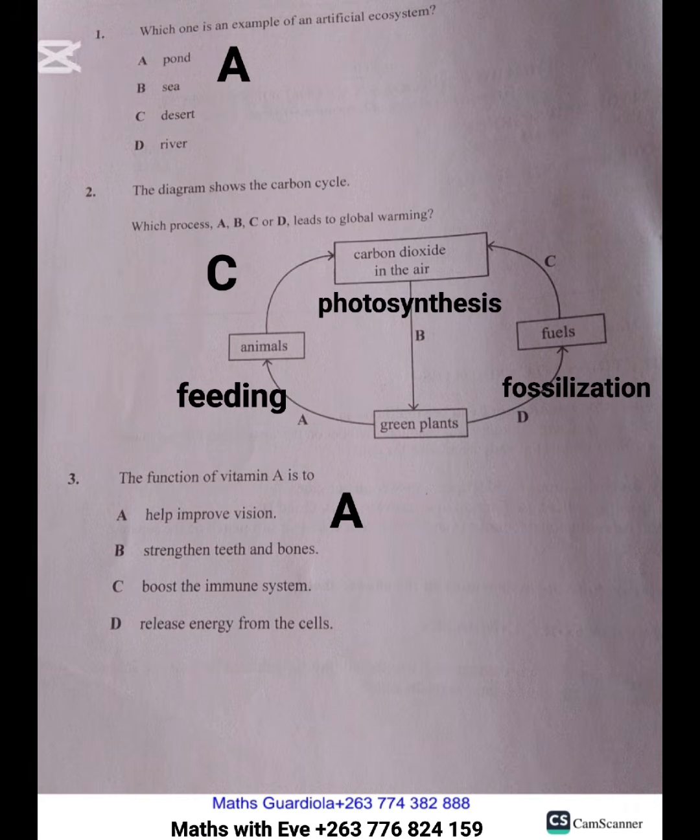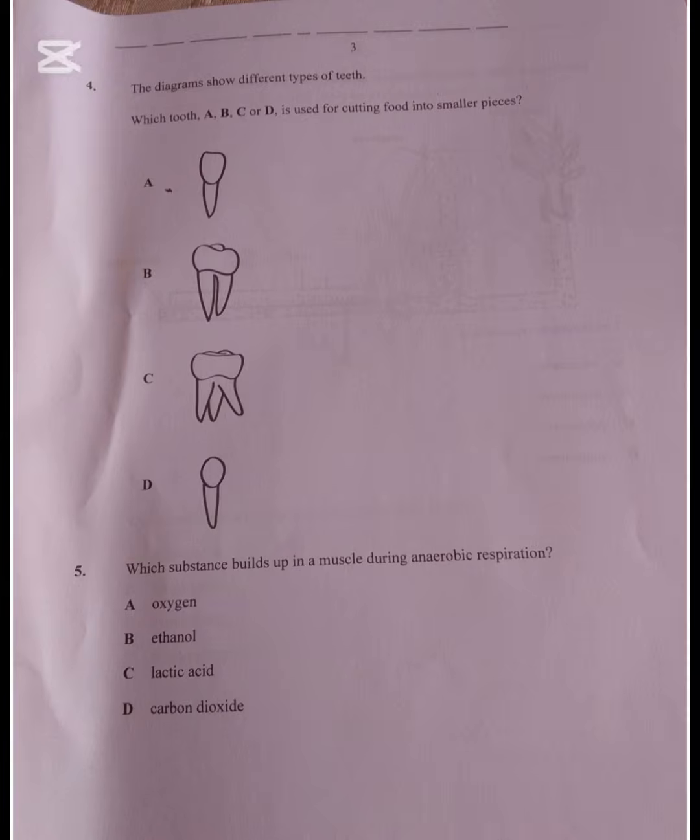Let us proceed to number 4. The diagrams show different types of teeth. Which tooth A, B, C, or D is used for cutting food into smaller pieces? So we are going to select A on number 4. The type of teeth that is used for cutting food into smaller pieces is known as the incisor.